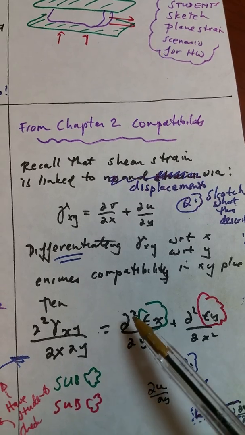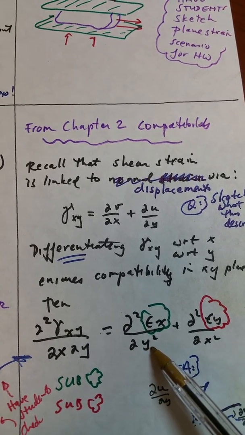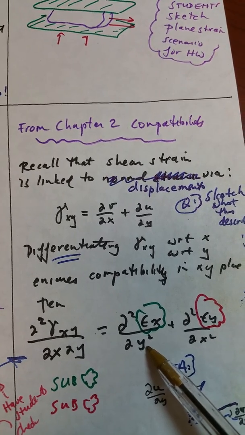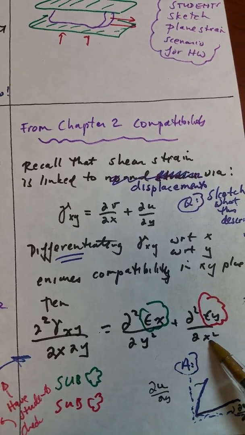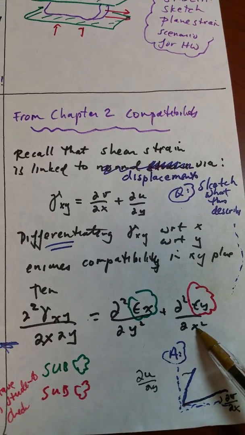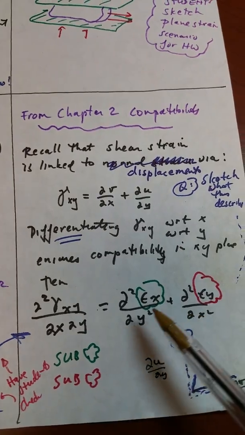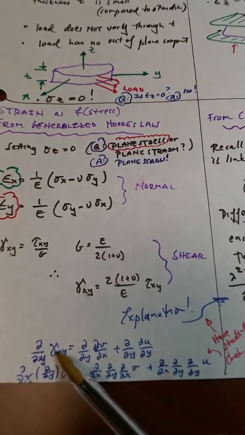And what do we get? We get partial squared epsilon x partial y squared plus partial squared epsilon y partial x squared. So what the heck? How does that happen? So I have a little explanation in the board notes here. So let's just take a look at this.